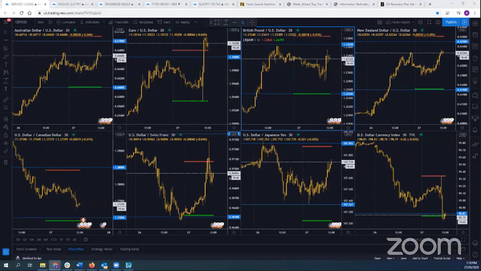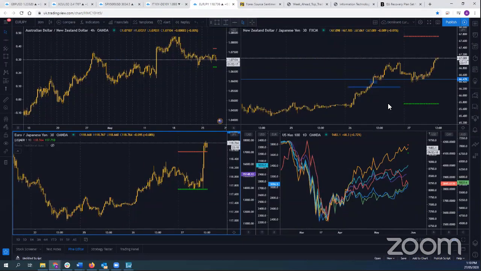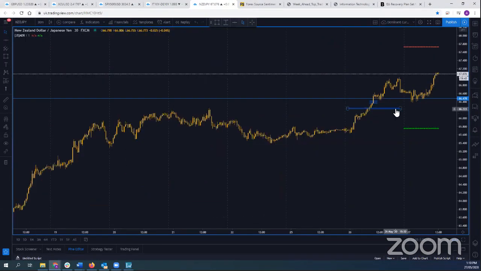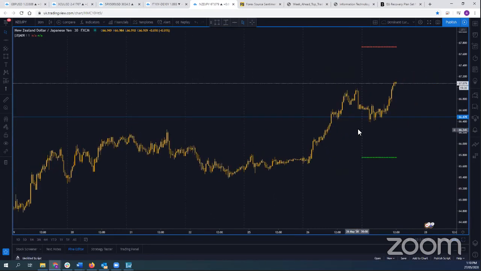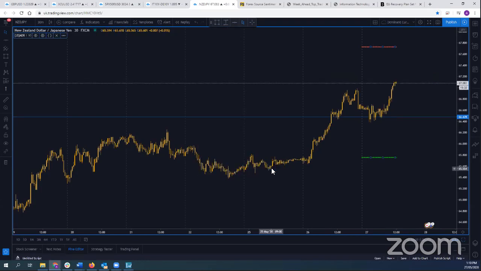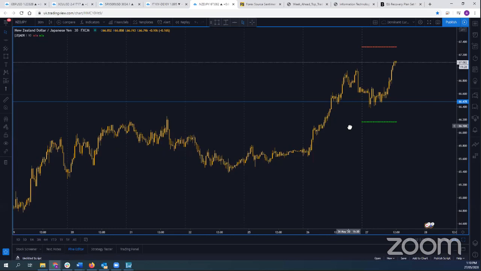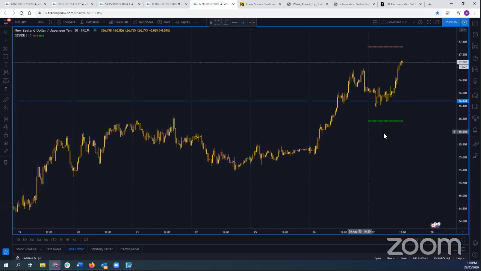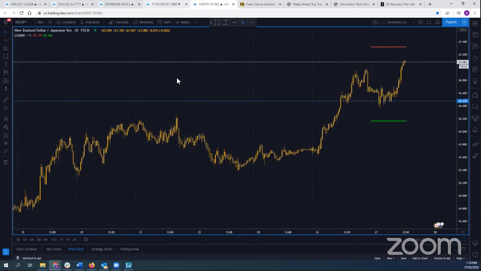Cortez, what is your view on the Kiwi yen? Let's quickly have a look at the Kiwi yen. So in today's session, Cortez, there's definitely still an upside bias in the pair. Let me just quickly see something from this. Yeah, I thought that was a little bit high. That's better. Okay, so looking at the Kiwi yen, definitely an upside bias as long as the risk tone stays positive.